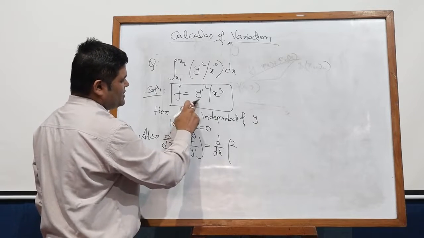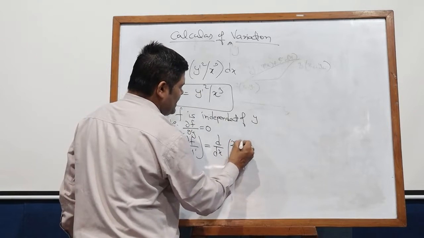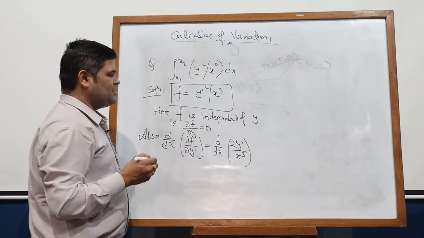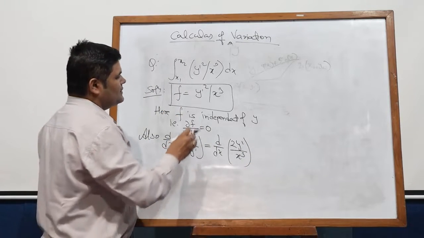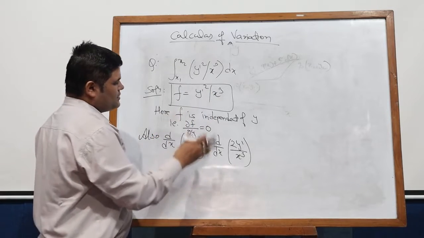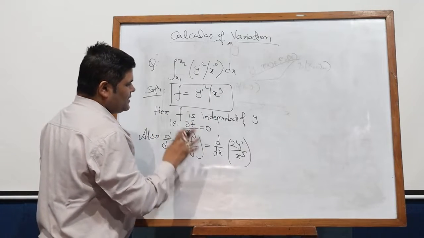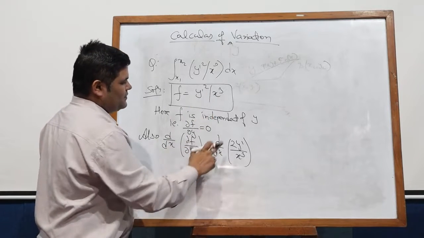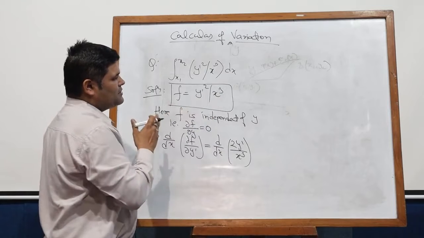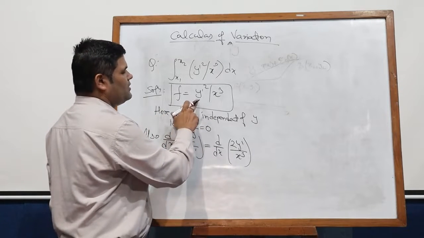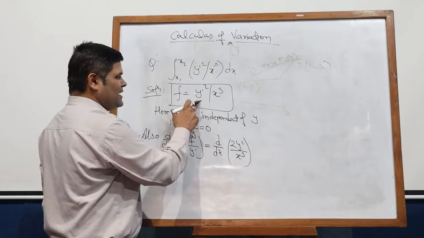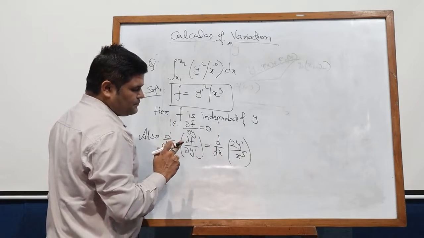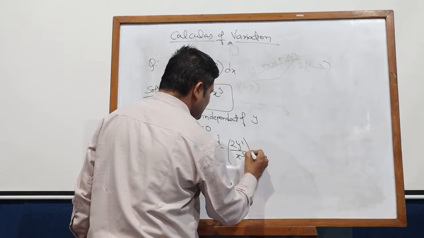When we differentiate it, we have 2y dash upon x cube. When we do this type of differentiation, we assume that the rest of the functions are constant. So that is why only y dash square is differentiated. We don't touch 1 upon x cube, it stays out of the differentiation. Only y dash square is differentiated, giving 2y dash upon x cube.